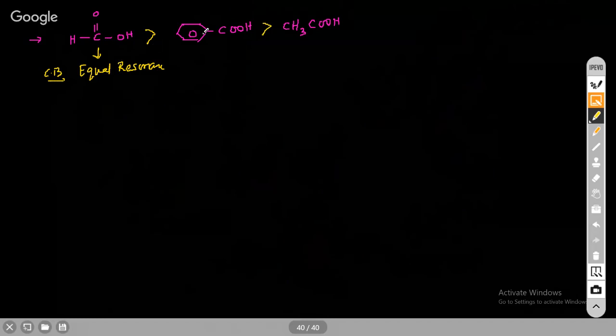The order will be this is maximum, then we have, see, one note you write down into this first. This you must memorize. Okay, this is important also. Write down: the aromatic carboxylic acid is more acidic than aliphatic carboxylic acid, except formic acid.